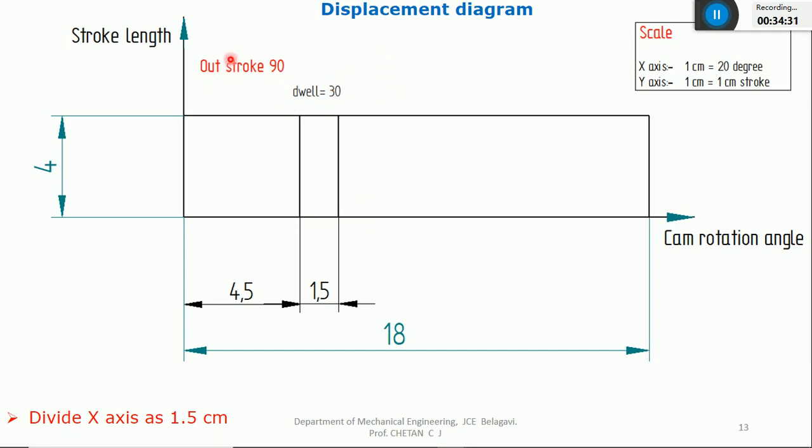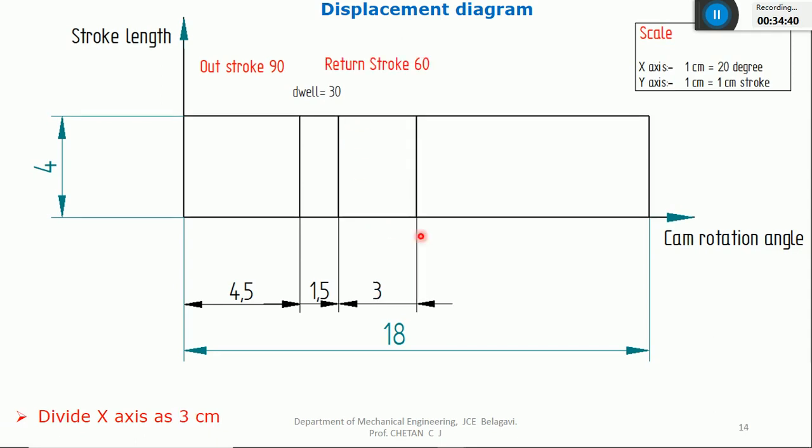Outstroke means the follower is moving in upward direction. Then dwell, it means it will take rest. Again, it will come down. That is the return stroke angle. So how much it is? 60. 60 by 20 means 3 centimeter. For the next 60 degree, the follower is returning back. That is 3 centimeter.